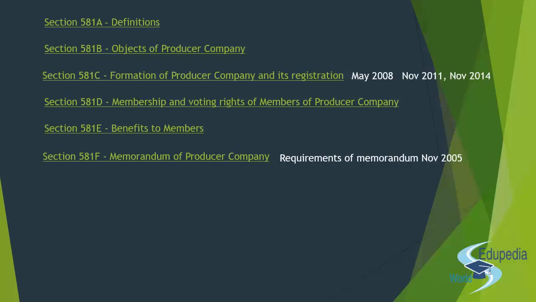Then after 581F, it's 581G, which is about the articles of association of a producer company. And you were recently asked a question in November 2014, right? It was specifically on the articles of association. Memorandum of the producer company and the articles of the producer company, you have been asked a question once in your examination.